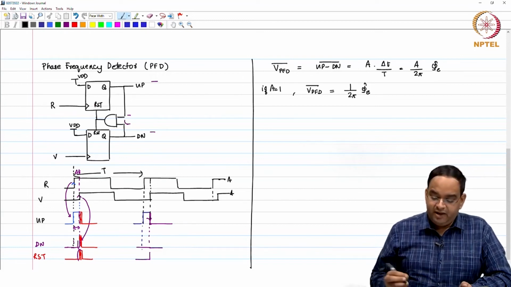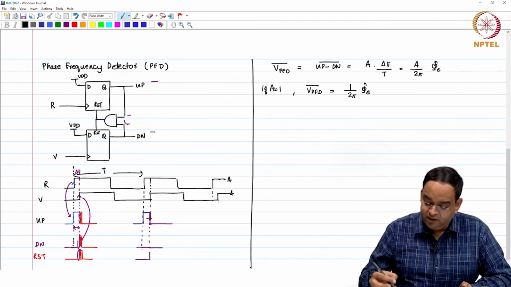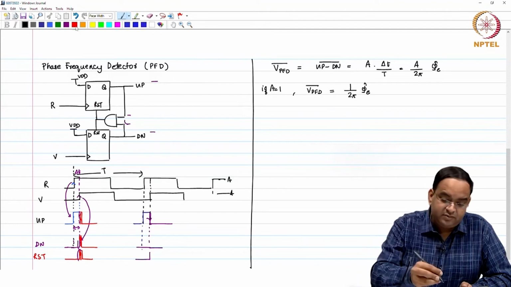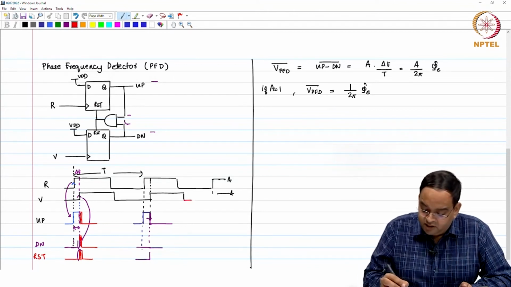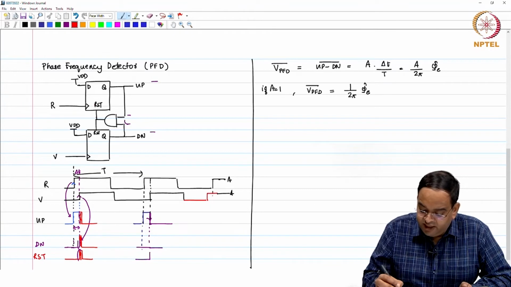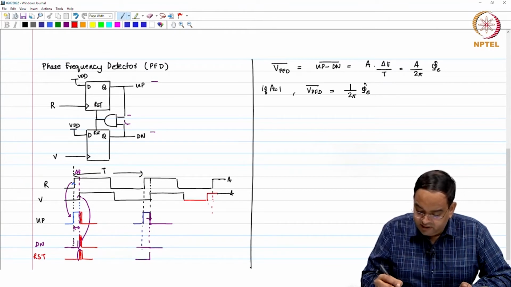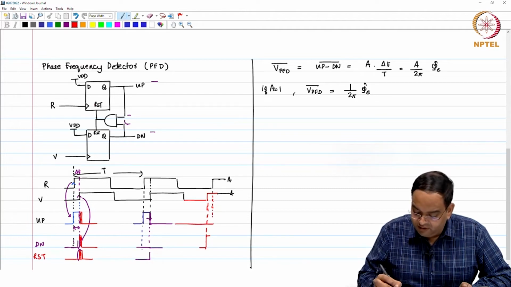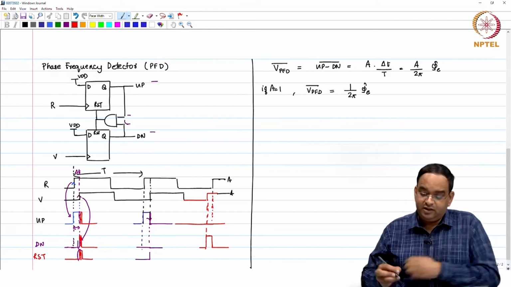Okay. What happens if the phase error is negative? Well, let us just make some change here. Let us say your V signal goes high, then in this particular case your down signal will go high first, and your up signal will already be low and will remain low. The down signal will go low as soon as your R signal goes high.